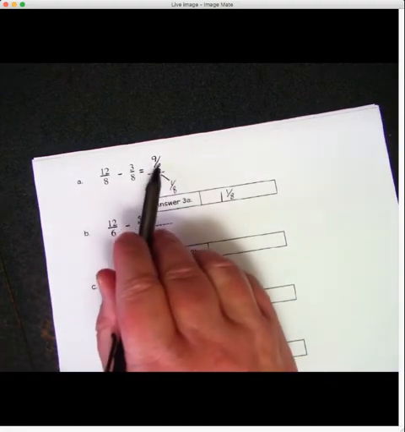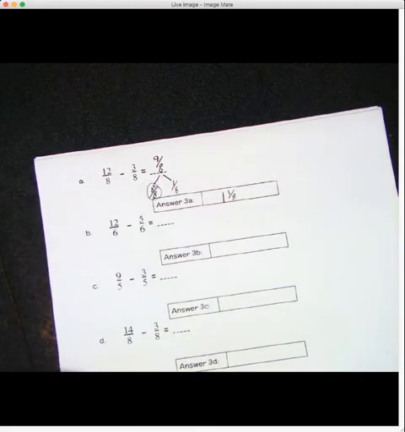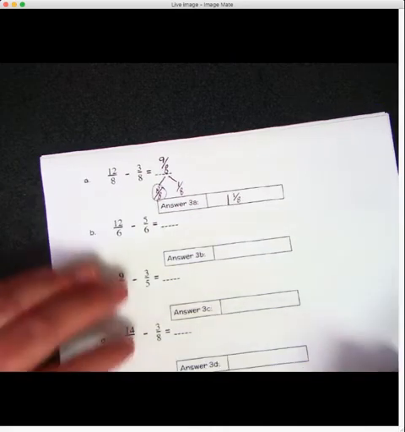If you put 9 eighths on your homework assignment, it's going to count it wrong. And I'm not going to let you redo it because this is part of the assignment, okay? Make sure you follow the directions.